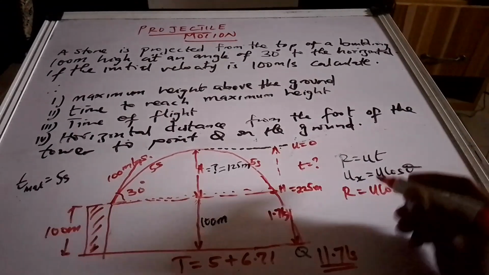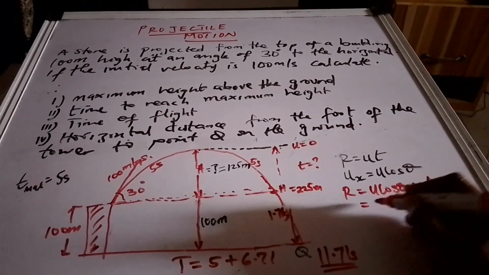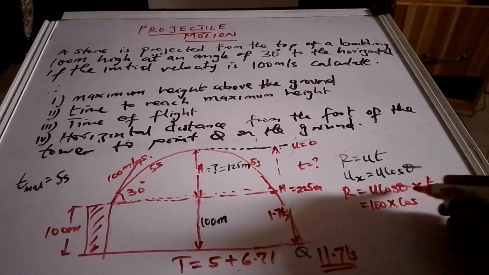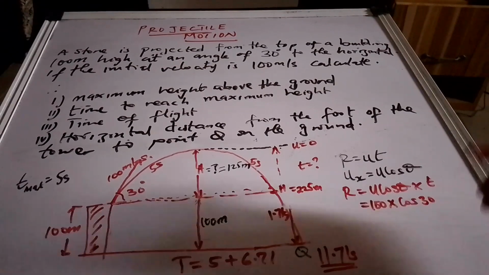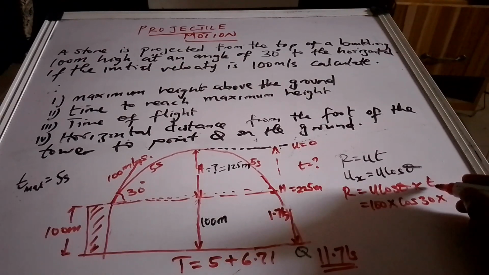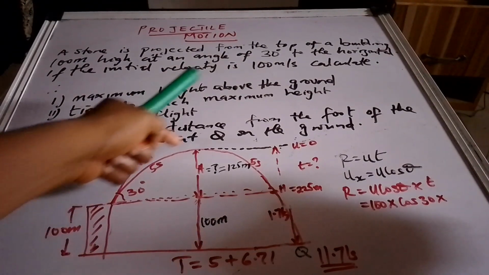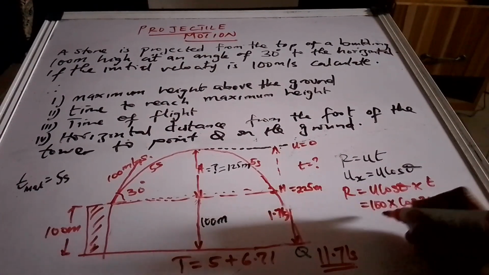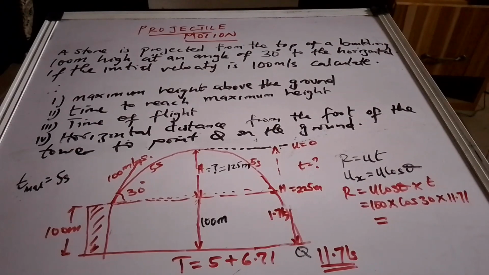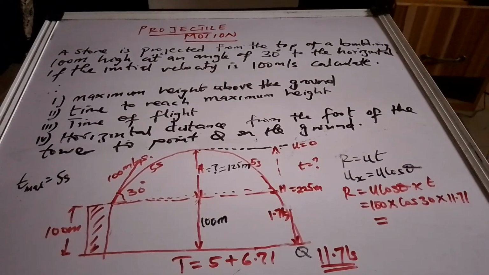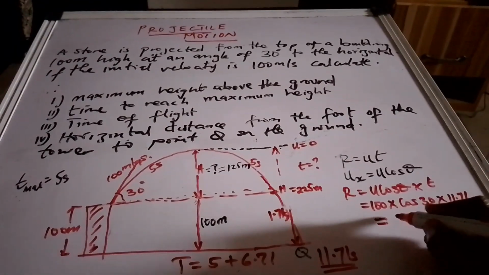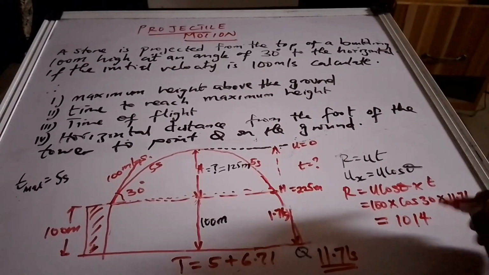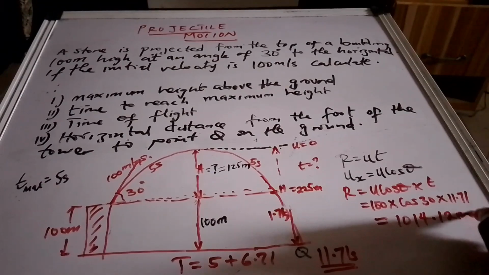What's our u? Initial velocity is 100 multiplied by cos theta, and theta is 30, cos 30, multiplied by t. What is the t? That is the total time it takes for the object to reach the ground, which is 11.71. If I multiply everything together, we are going to get our final range, which is 1014.12 meters. So this is going to be our range.